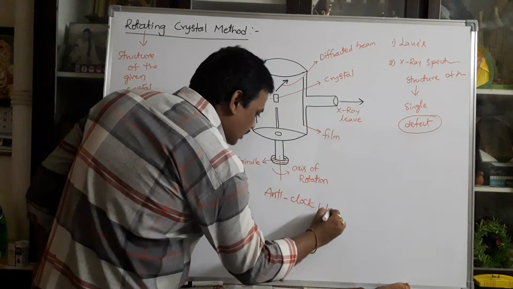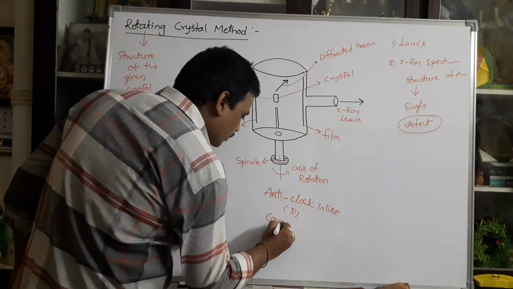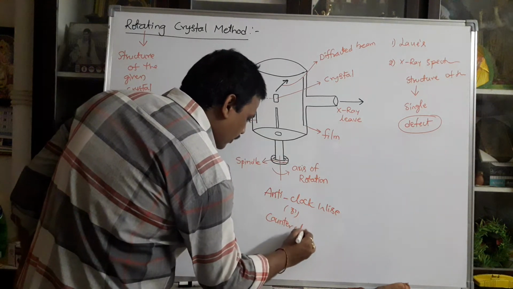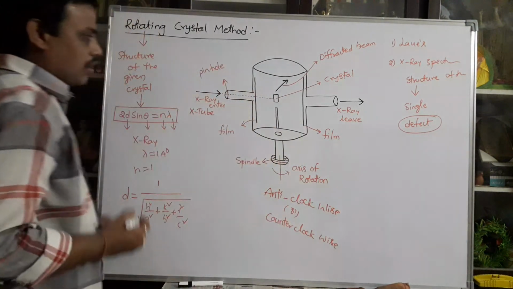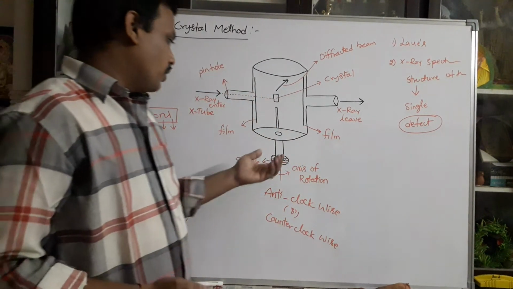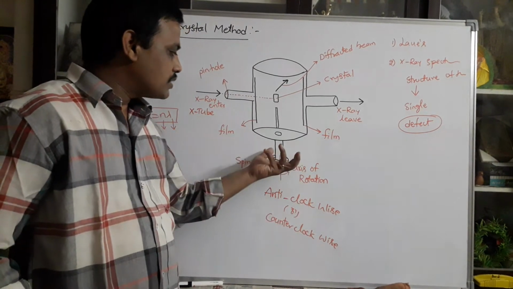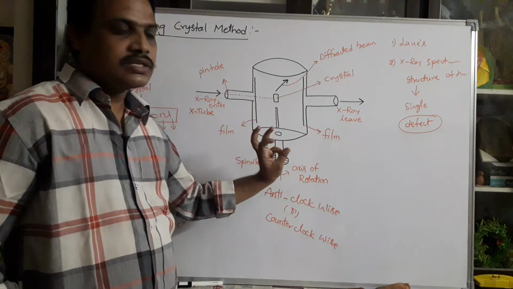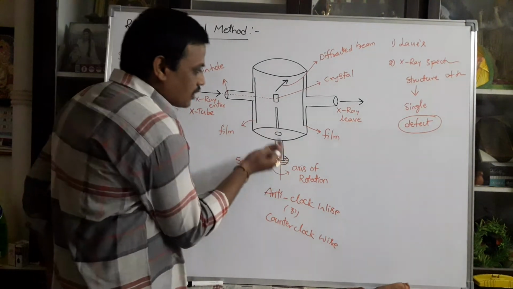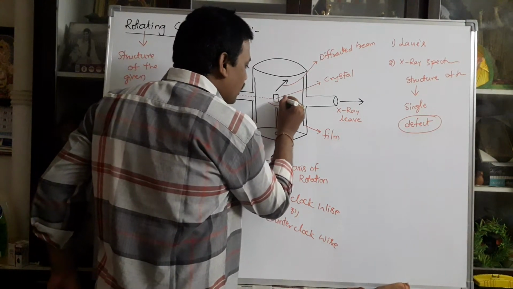Anti-clockwise. The other name of anti-clockwise is counterclockwise. So on the diagram, I am showing the rotation of the spindle is anti-clockwise. The spindle is rotating like this, anti-clockwise. So the spindle is rotated, and the crystal is also rotated in the anti-clockwise direction.